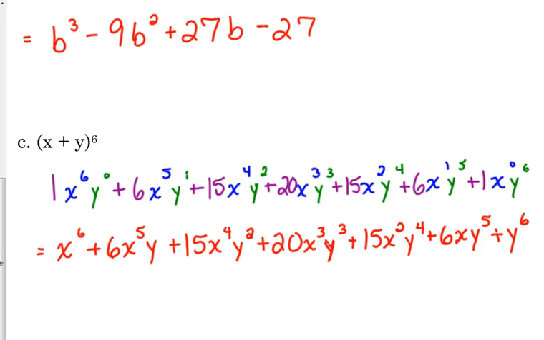Okay, now obviously that one would have taken us a very, very long time, and the chances of making a mistake along the way are very high. So Pascal's triangle just makes this process quicker and easier. You just have to remember the pattern. That's all it is. It's one big pattern. So we'll do some more difficult examples tomorrow. Keep working on your review tonight.